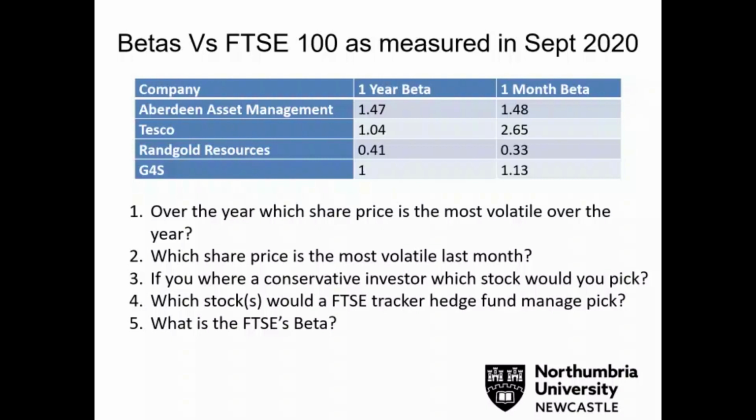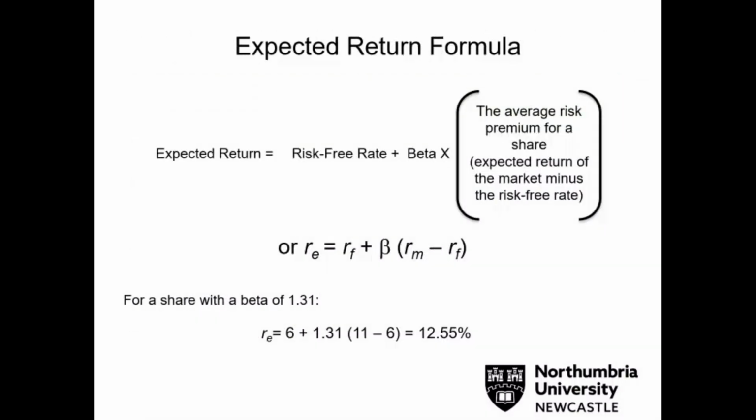And then we finish by looking at expected return. Well, this is actually the capital asset pricing model. So depending on what textbook you read, it might call it CAPM, it might call it expected return, it might call it required rate of return. It's essentially a calculation of expected return for a stock.